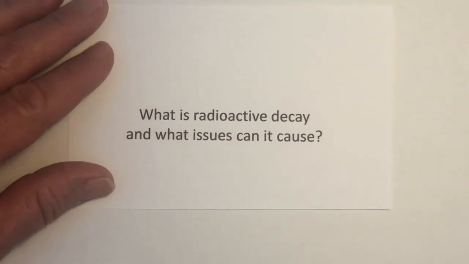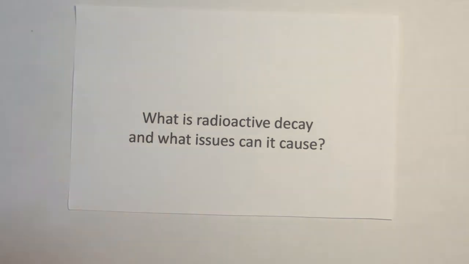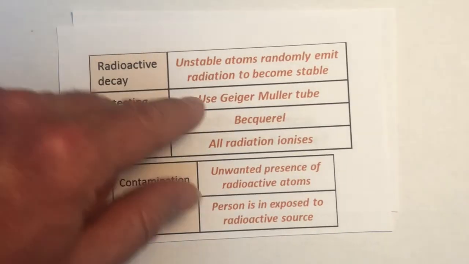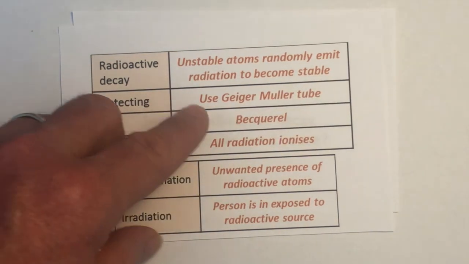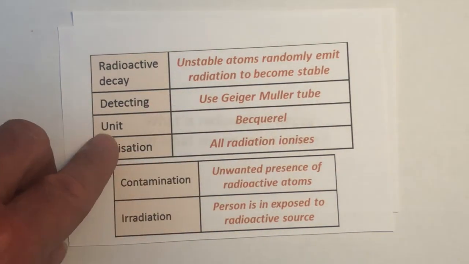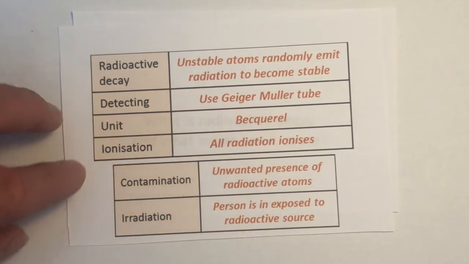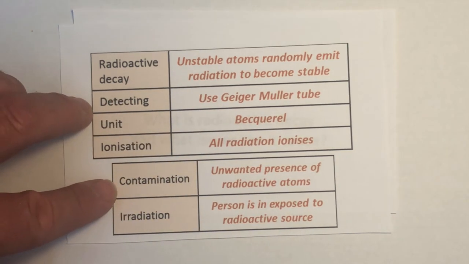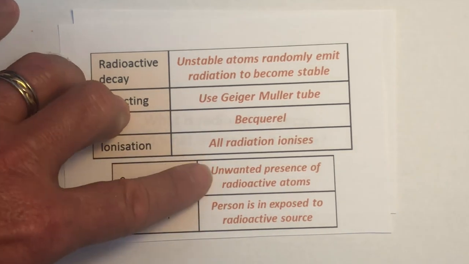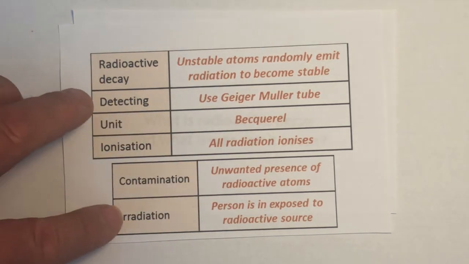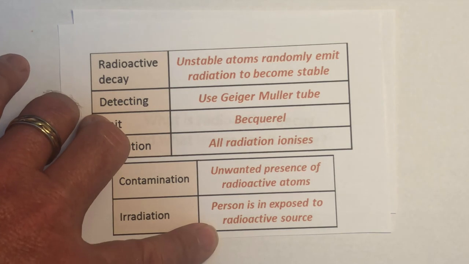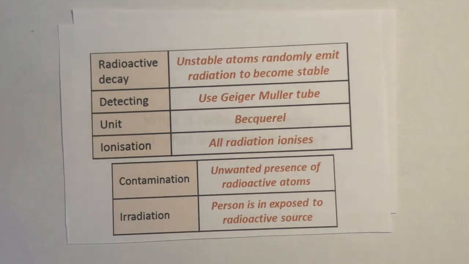So, there's a question. What is radioactive decay and what issues can it cause? Radioactive decay: unstable atoms randomly emit radiation to become stable. They are measured using a Geiger-Müller tube with the units becquerel. Issues that can be caused are contamination, where you get an unwanted presence of radioactive atoms, and irradiation, where the person is exposed to the radioactive source.